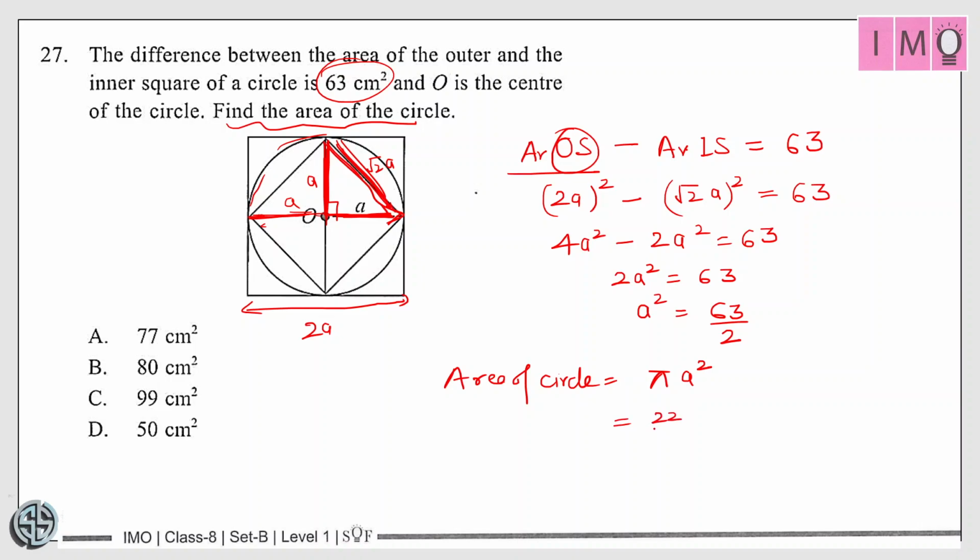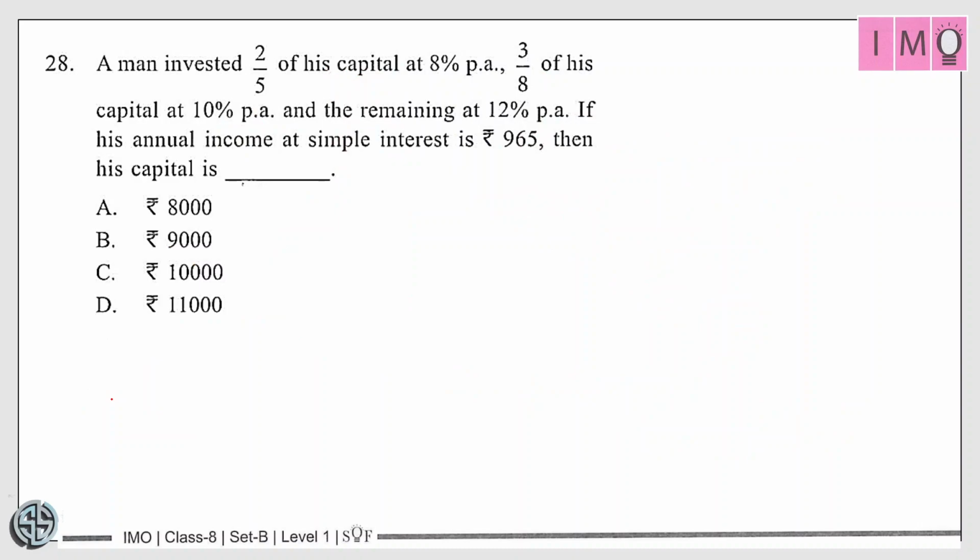Pi is 22 upon 7, and a square we have already calculated as 63 upon 2. So when you solve, it will be 11, and 7 9s are 63, so the answer will be 99 centimeter square. So option C will be the correct one.